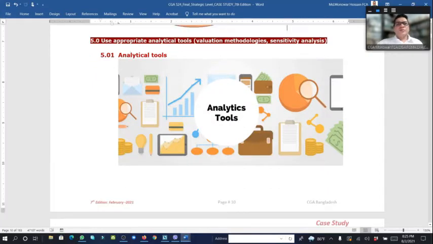So we need analysis of that type. There are different types of analysis, such as sensitivity analysis and valuation methods. Those are the types of tools we use on the corporate side.